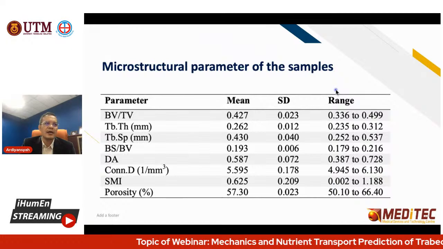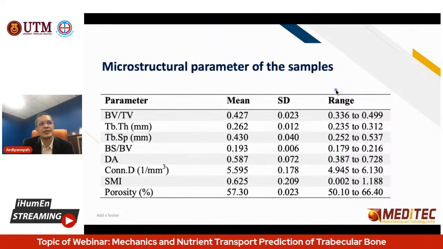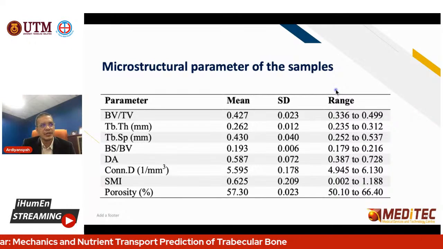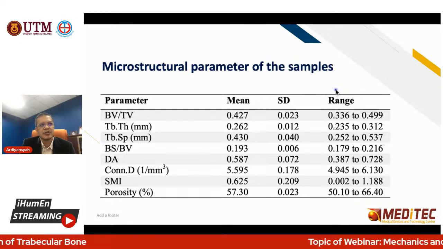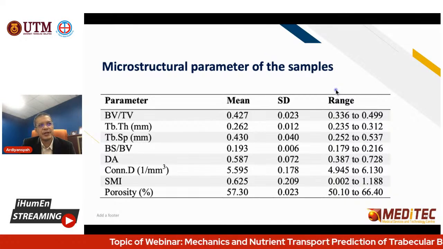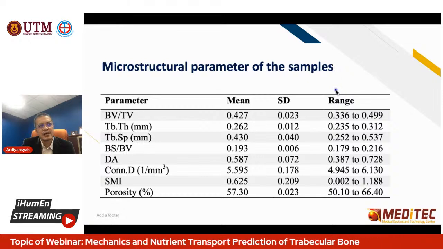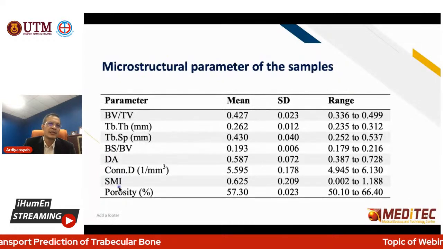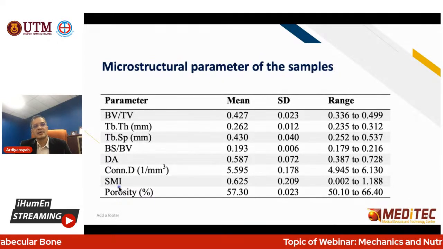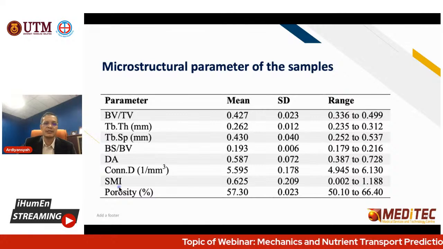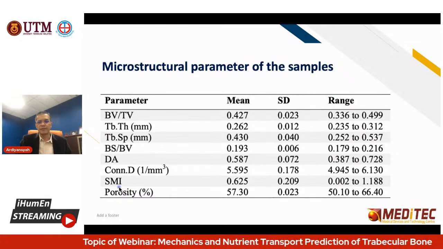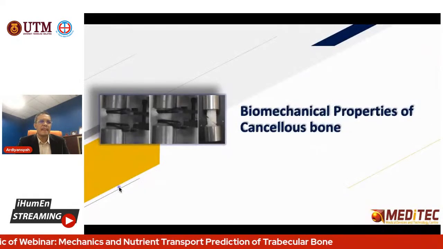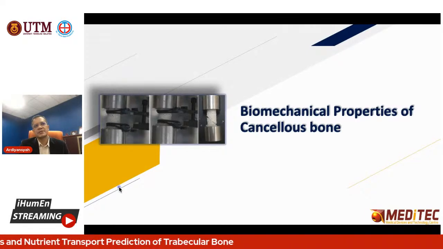Okay, this is an example of the morphology of the trabecular bone. These are the common parameters: volume fraction, trabecular thickness, trabecular separation, bone surface, bone volume fraction, degree of anisotropy, connectivity degree, SMI, and porosity. Then after that, you can analyze what effect the microarchitecture has on the mechanical properties or the fluid flow in the cancellous bone. Next I go to the biomechanical properties of the cancellous bone.